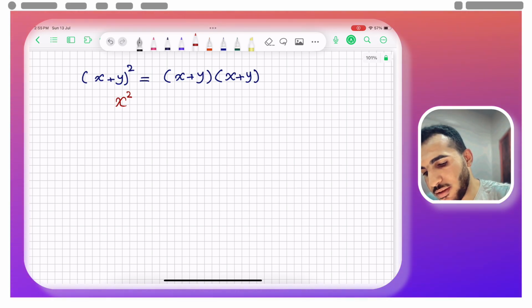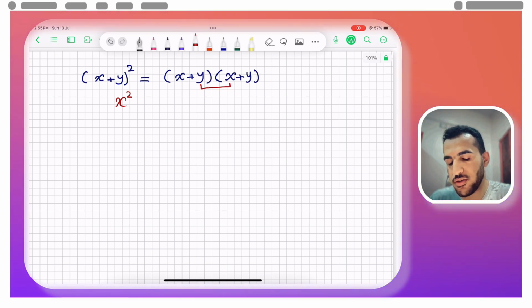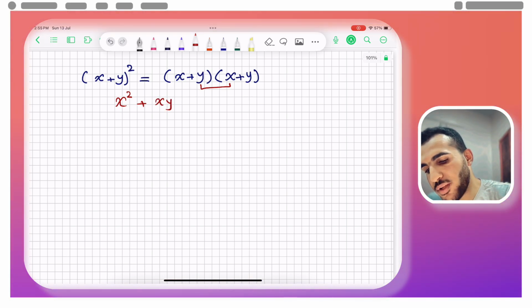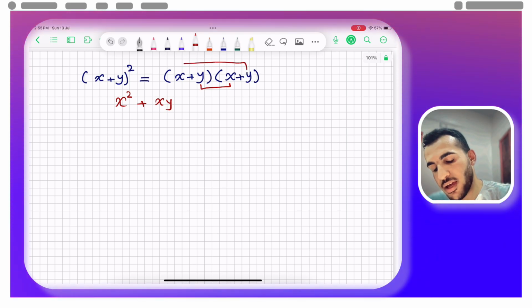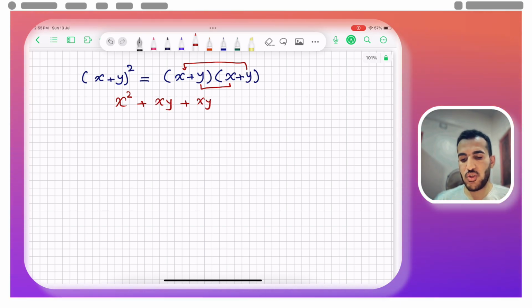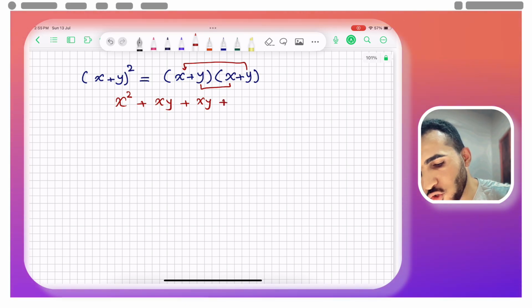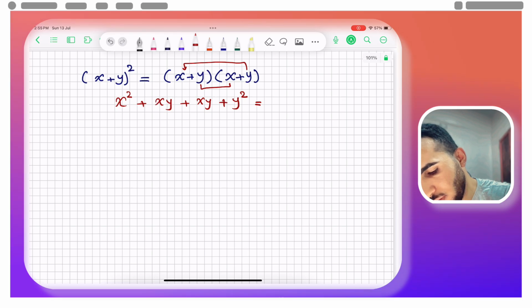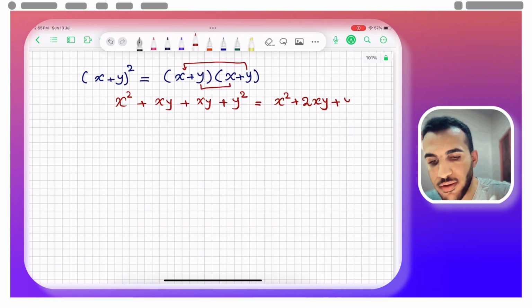Let's go to the inner and the outer. The inner terms are x and y. x multiplied by y will be xy or yx, they are the same because multiplication is commutative. Then we multiply the outer terms, x and y, which will also be xy, and the last terms, y multiplied by y, will be y power 2. Combining like terms to simplify, we get x power 2 plus 2xy plus y to the second power.